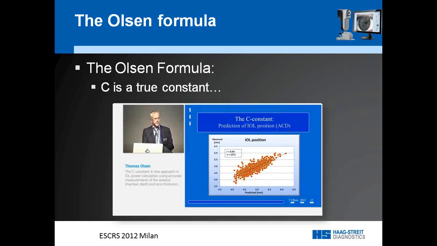So, looking at this data, we can summarize the C constant is a true constant, and it might be regarded independent of axial length. It's also independent of the K readings, independent of age, independent of gender. So it really is a constant. And that is different as compared to the other formulae like Holladay 1, like Hoffer Q, like SRK/T, also like Haigis, because their length constant depends on various parameters.